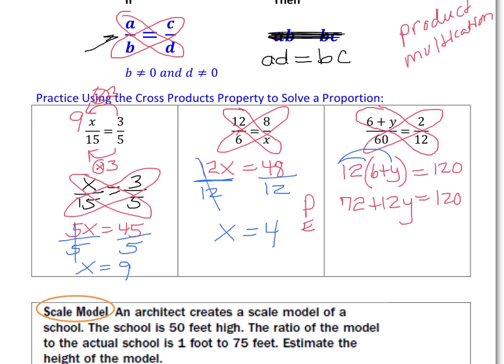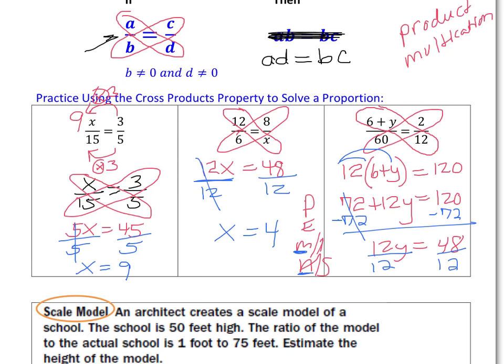I'm looking at my PEMDAS again, bottom up. And I see that I have addition of 72, and I have a multiplication of 12. I'm going to get rid of that 72 first, bottom up, and they cancel. 12y comes down, equal sign comes down, and I have 8 and 4. Now I'm going to undo that multiplication with division, and y again equals 4.